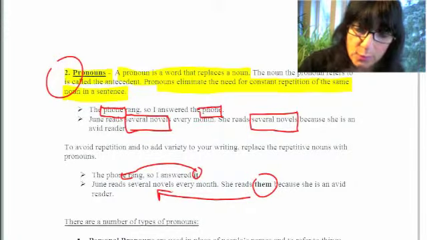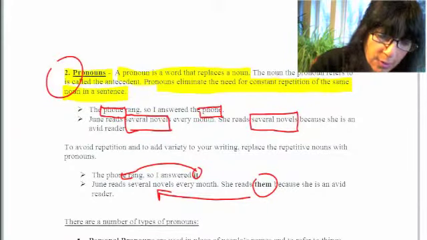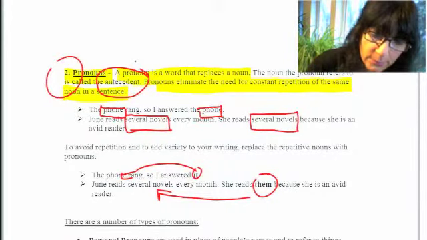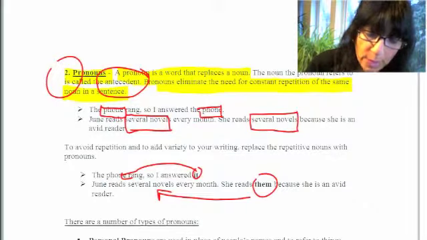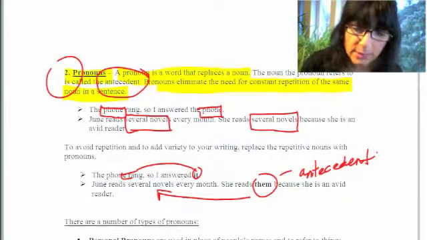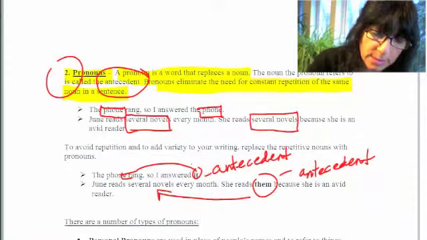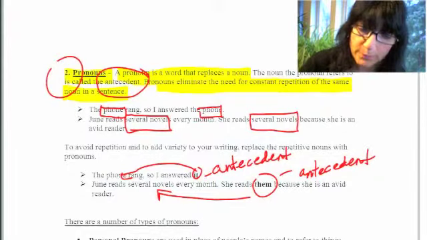So in this case, you're using pronouns to replace the noun, and this is called an antecedent. The noun that the pronoun refers to is called the antecedent. So them becomes an antecedent. It's replacing the noun novel. It is an antecedent. It's replacing the noun phone.